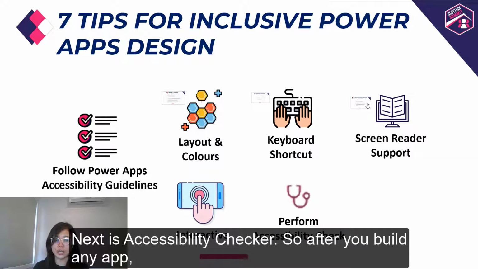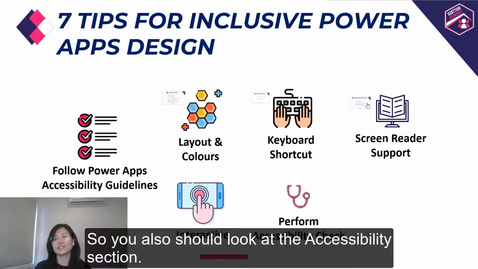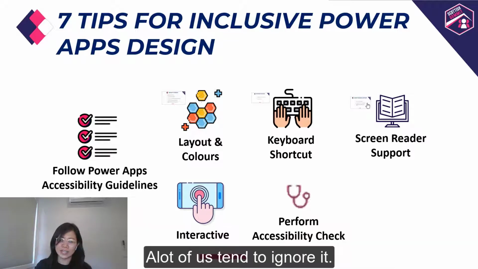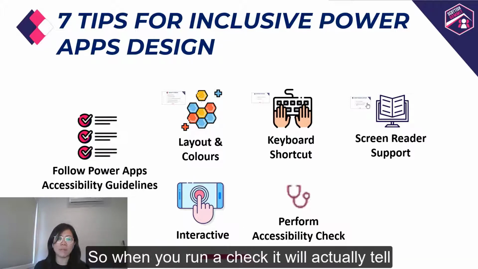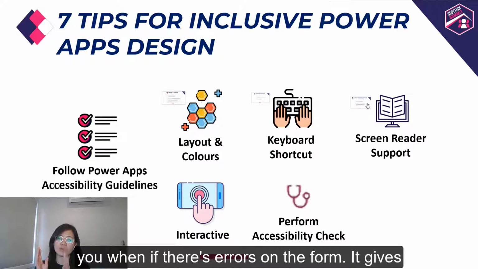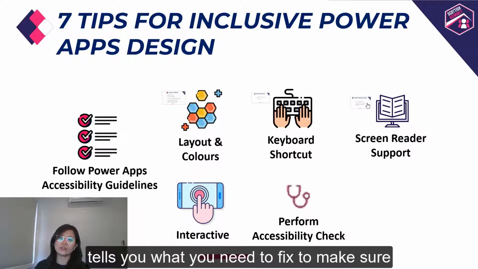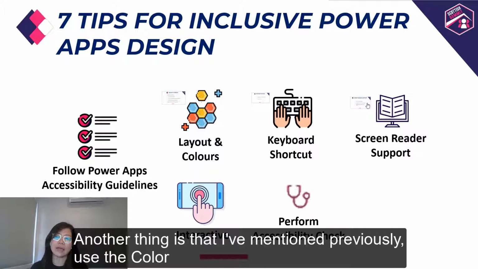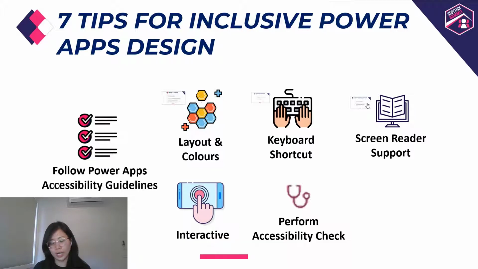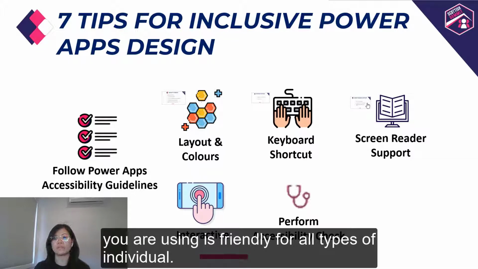Next is the accessibility check. After you build any app, you should run the debugger, right? You also should look at the accessibility section. A lot of us tend to ignore it. This is the out-of-the-box Power Apps accessibility checker. When you run a check, it will tell you if there are errors on the form. It will give you a warning, and it also has a section that tells you what you need to fix to make sure that it's accessible. So it's very important to run that. Another thing I've mentioned previously is to use the color contrast checker, just to make sure that the colors you're using are friendly for all types of individuals.